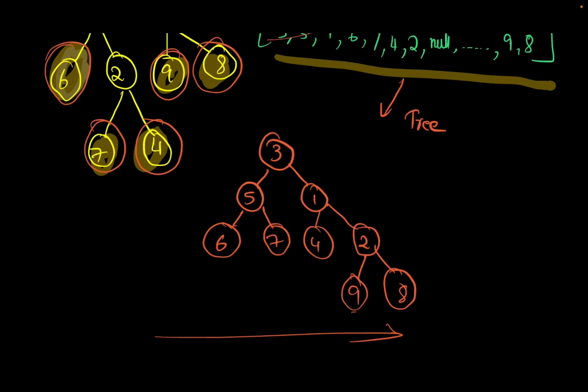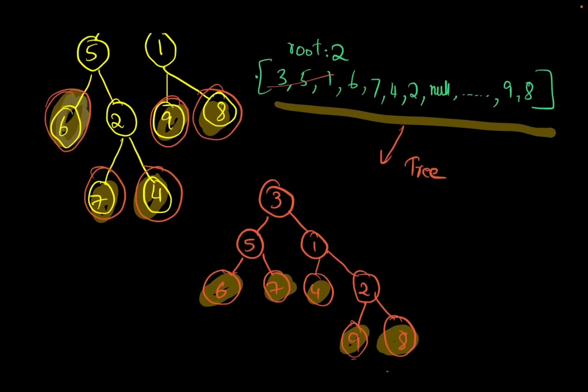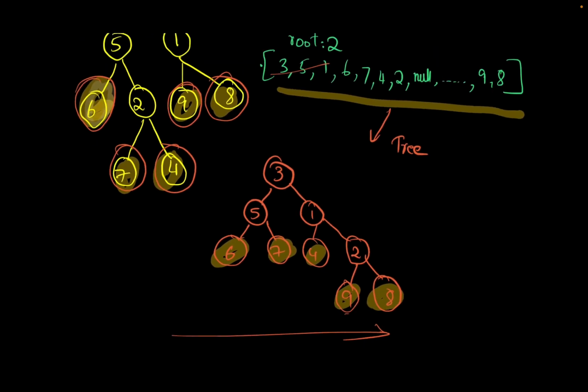So let's check what the leaves are in this particular tree. 6, 7, 4, 9, 8, which is exactly the leaves of the other tree. 6, 7, 4, 9, 8. That's the reason the returned value is true here.